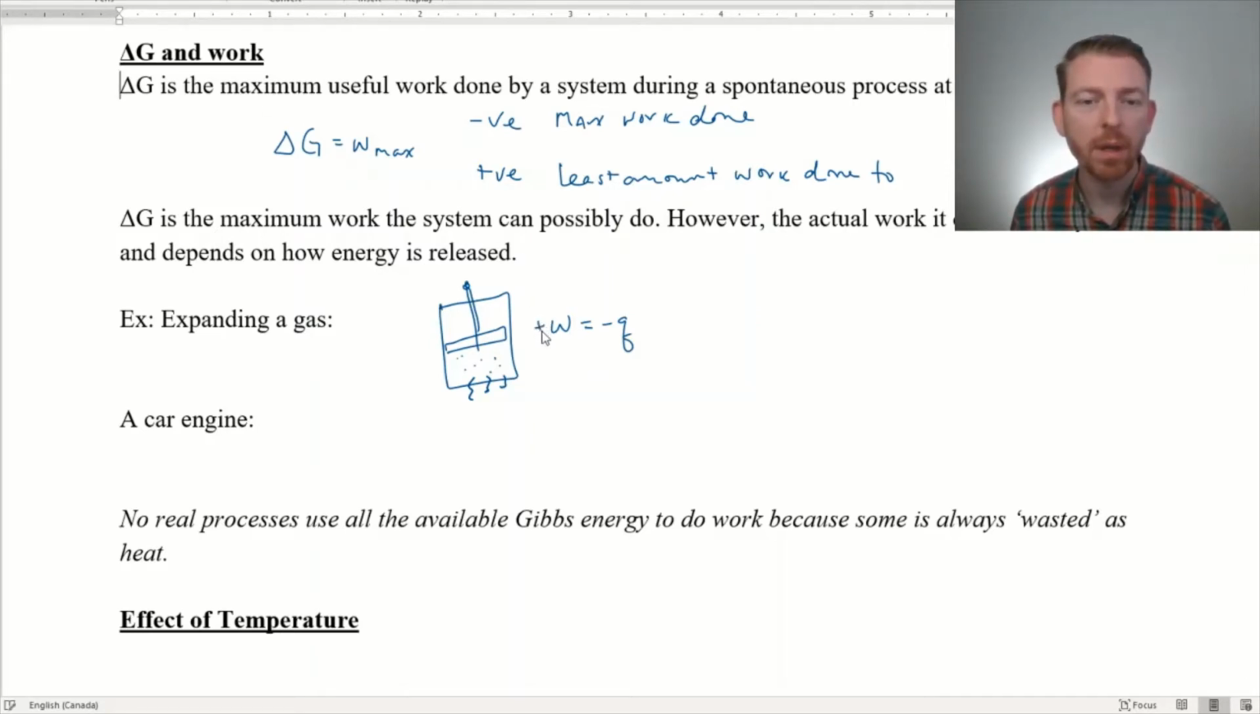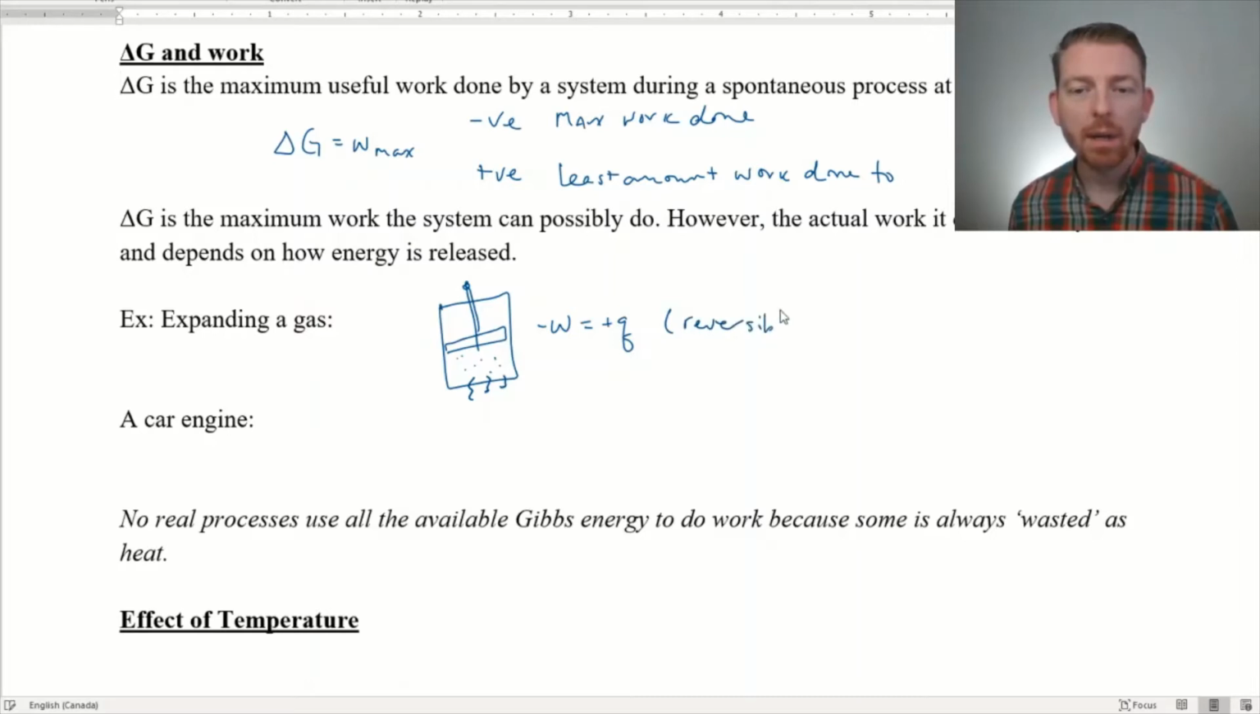Or the work, I guess these signs should be opposite. So, the work that the system is doing is exactly matching the heat that it's bringing in. So this would be, again, that idea of maximum amount of work. So this would be, again, a reversible system, ideal.